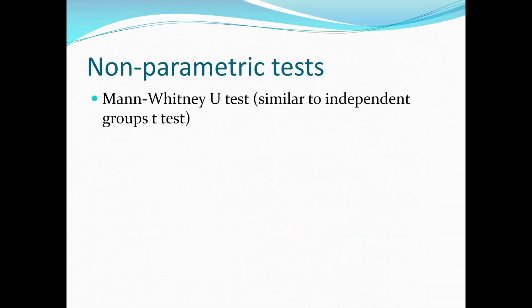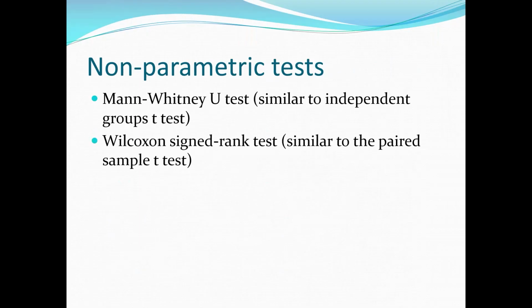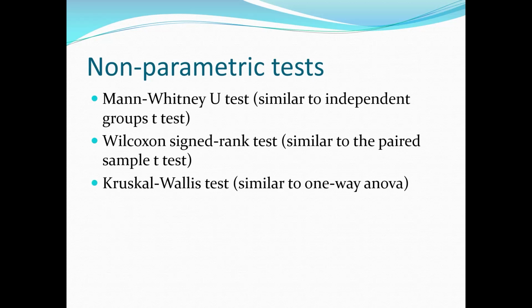Non-parametric test, the Mann-Whitney U-test. It is similar to the independent group t-test. When the data are not normally distributed and you want to find the difference between two groups, then we use the Mann-Whitney U-test. It is the alternative for the independent sample t-test. The Wilcoxon signed rank test is the alternative non-parametric test to the paired sample t-test.